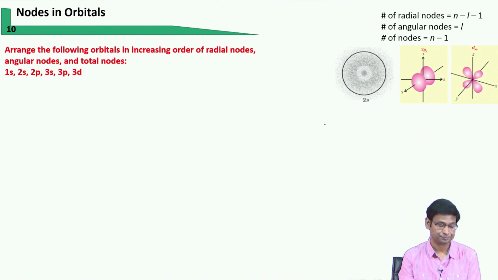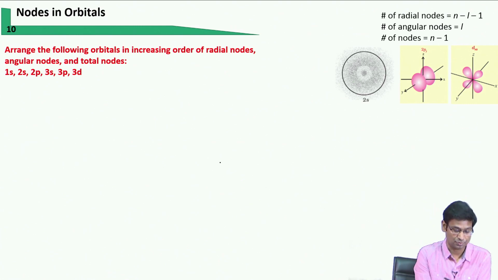So, there are two angular nodes for d orbitals, one angular node for p orbital, and no angular node for s orbitals. Now, the number of radial nodes is given by n minus l minus 1, the number of angular nodes is simply given by l, and total number of nodes, when you add them up, you will get n minus 1. The question asks, arrange the following orbitals in increasing order of radial nodes, angular nodes, and total nodes. Let us write down the orbitals 1s, 2s, 2p, 3s, 3p, 3d, and find out the number of angular nodes.